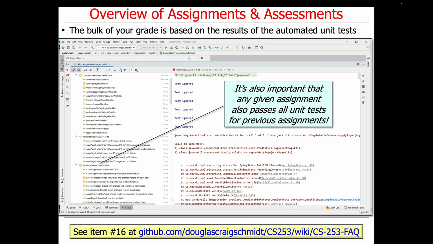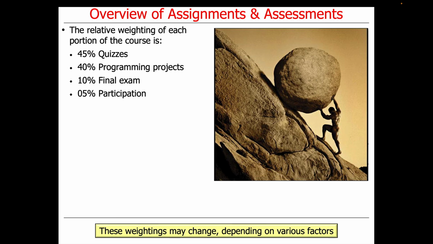But also, it's a good window into what actually happens in the real world. When you work for commercial software development, you're often going to be in a situation where you have to maintain versions of stuff over time. And so this is just a little precursor, a little on-the-job training to give you a flavor of what it's like in practice. So please make sure that you are ensuring that all your previous tests work with later assignments, because otherwise you'll end up losing lots of points. So please take a look at the item number 16 in the FAQ at my GitHub wiki to find more information about this.